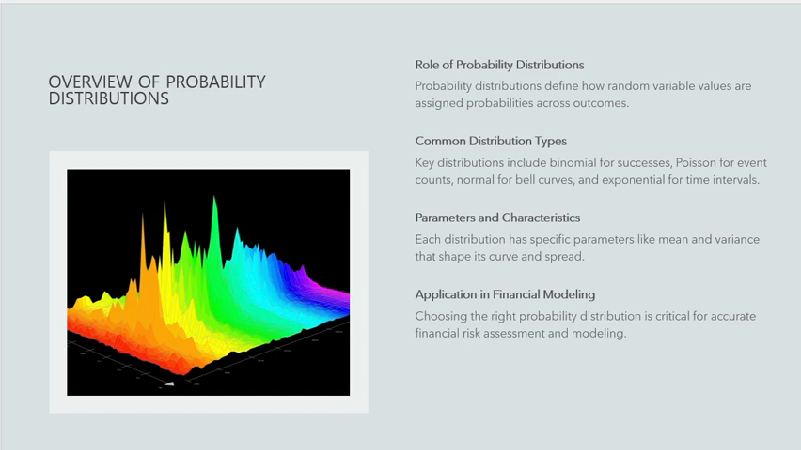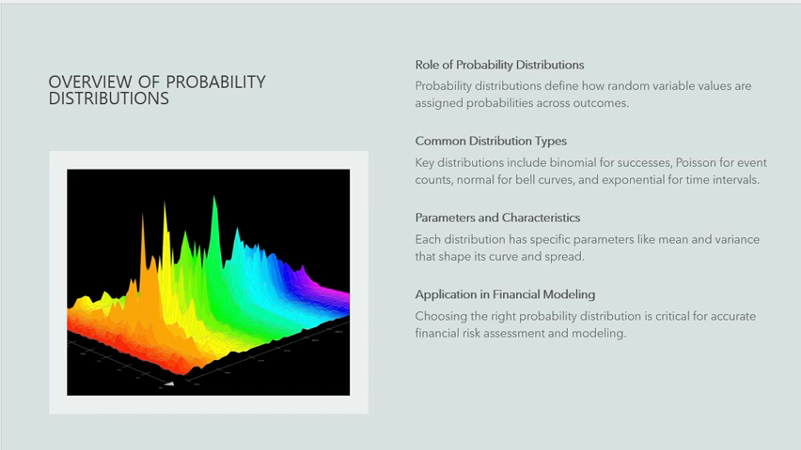It is important. Common probability distributions include the binomial distribution and the Poisson distribution for discrete random variables. The binomial models the number of successes in a fixed number of independent trials. The Poisson distribution models the number of events occurring in a fixed interval of time or space. And the normal distribution is widely used due to the central limit theorem; it is the bell-shaped curve. The exponential distribution is often used to model the time between events in Poisson processes.